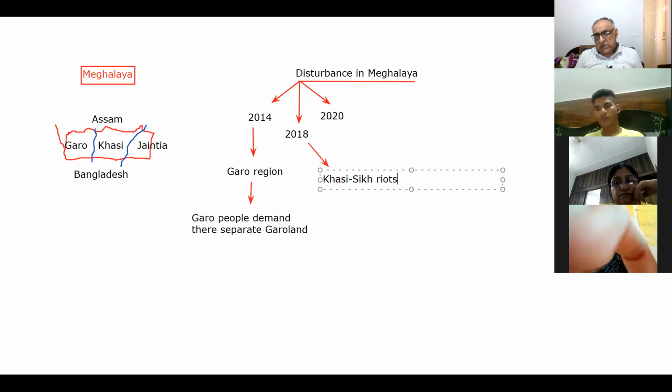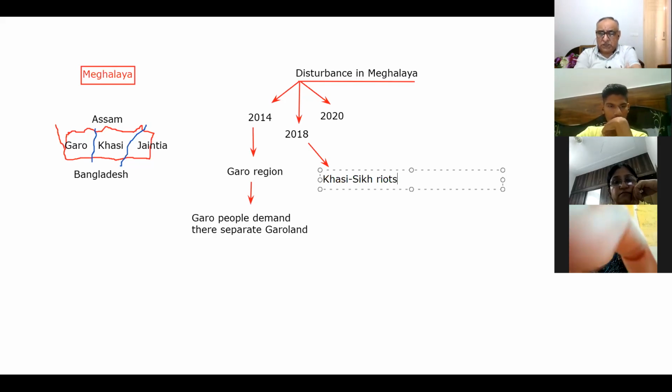A heated argument was exchanged between a Khasi boy and a Sikh woman, right? And from that, it rose to violence, and that was highlighted in the news also. That remained common in news columns also, right?